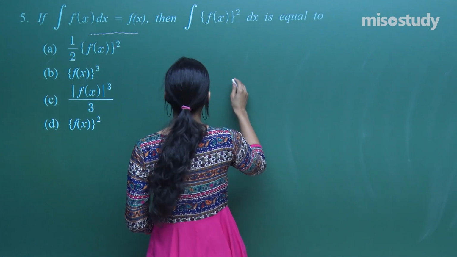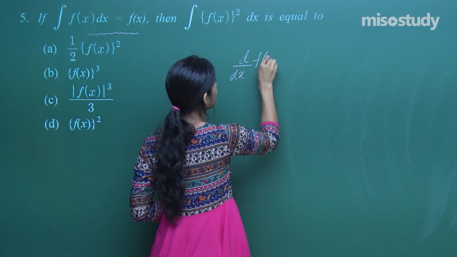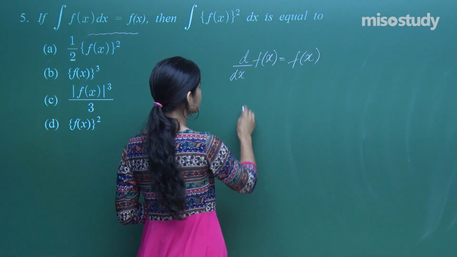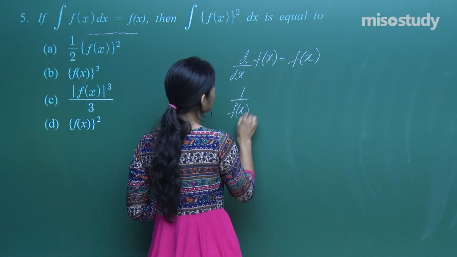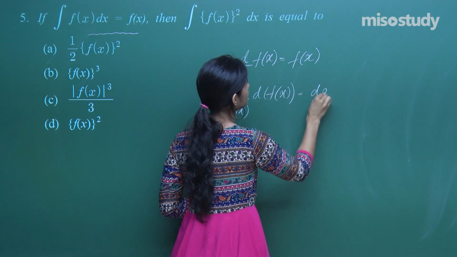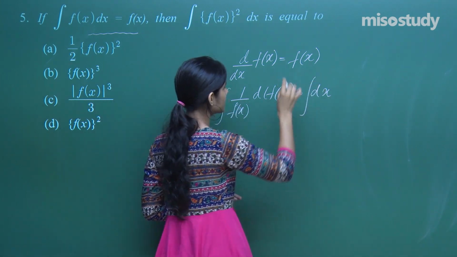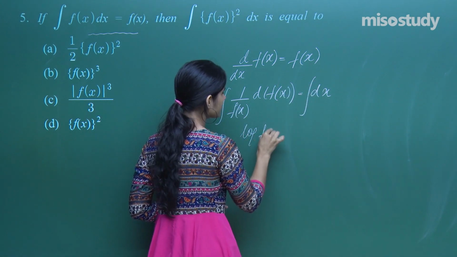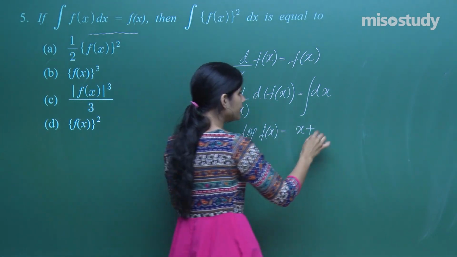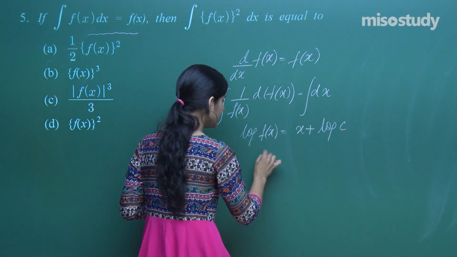Integral f(x) dx is f(x). If integral f(x) dx is f(x), it clearly means d by dx of f(x) is f(x). d by dx of f(x) is f(x) means I can write this as 1 by f(x) d of f(x) equals dx. Right? And now I can integrate both sides. This gives me log of f(x) equals x plus some constant of integration. Log already I have. I'm going to just take for convenience log c as the constant of integration.